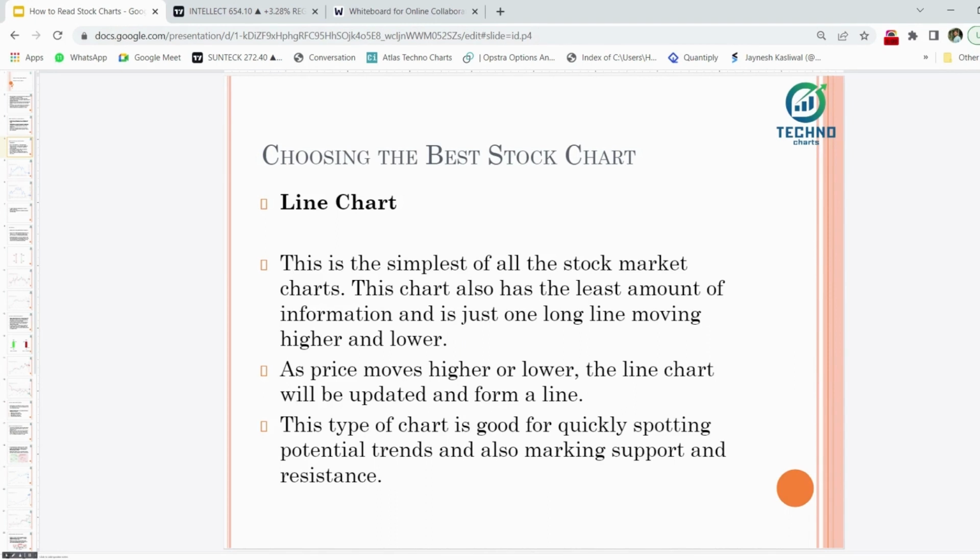So, choosing the best stock chart. Now there are many stock charts that you can use to analyze your trades. The first one we are going to discuss is the line chart. This is one of the simplest of all the stock market charts, and it also has the least information, where it is just one line moving higher or lower, right?